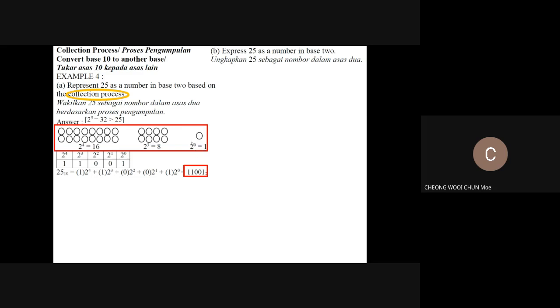You can use a calculator to check. Why is 2 power 0 equal to 1, not 0? Anything power 0 is 1. 5 power 0 is also 1, 1000 power 0 is also 1. So 2 power 0 is 1. So it adds up: 16, 24 with 8, and 1, you get 25. So 2 power 0 is 1, you write 1 here.